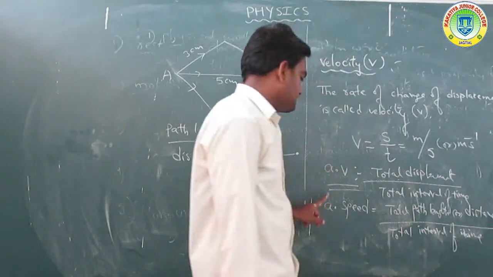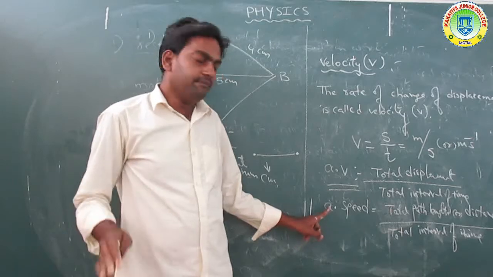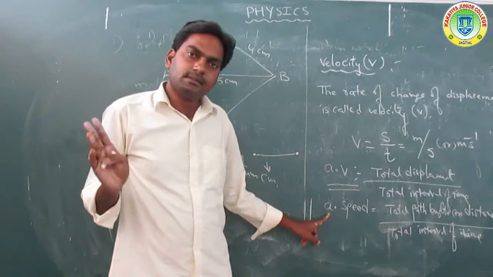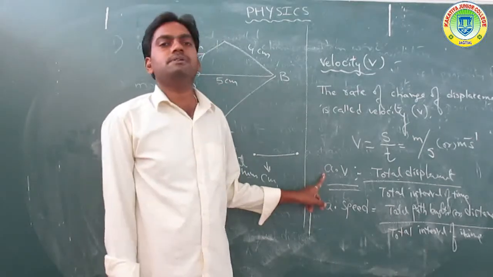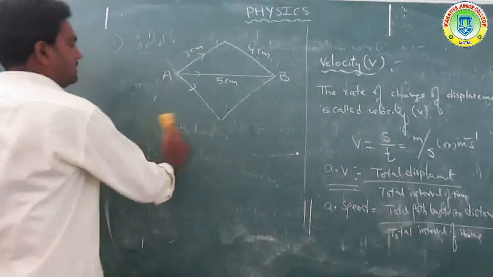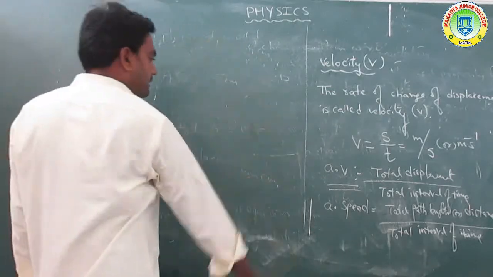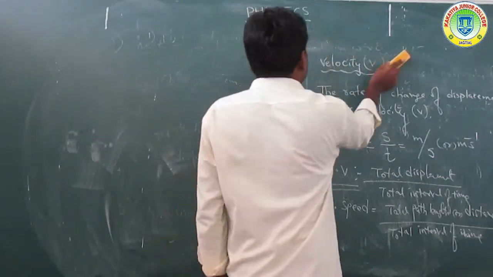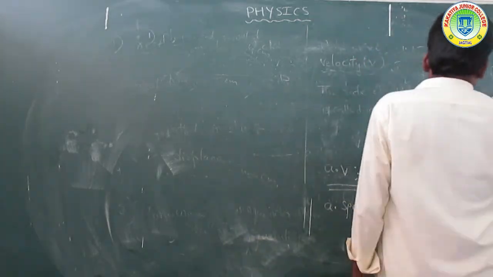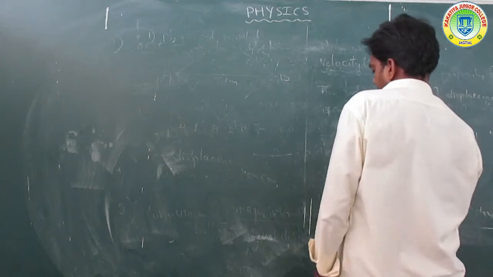So average speed is greater than or equal to the average velocity. Note this point. What is the difference between average speed and average velocity? The average speed is greater than or equal to the average velocity. So next, that topic is taken.